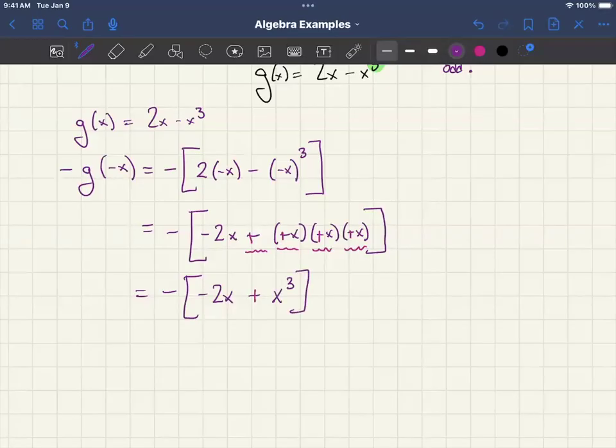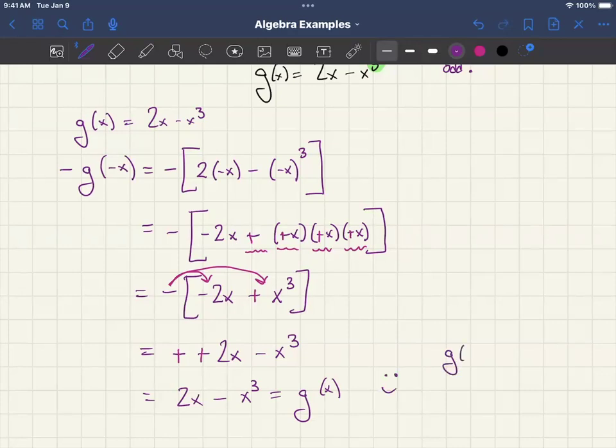So we have negative square bracket, negative 2x plus x cubed. Now we take that negative on the outside and distribute it to the inside of our function. This is going to be a negative negative 2x minus x cubed. Again, double negative turns into positive. So this gives us 2x minus x cubed, which, huzzah, is our g of x. So lovely. g of x is an odd function.